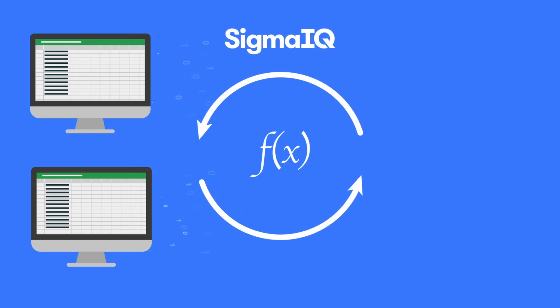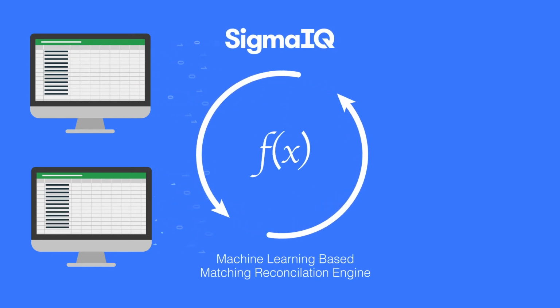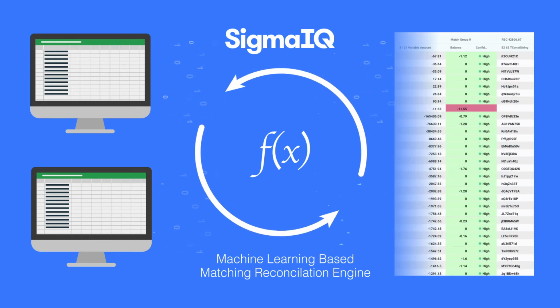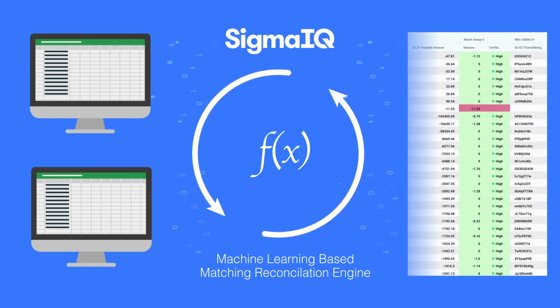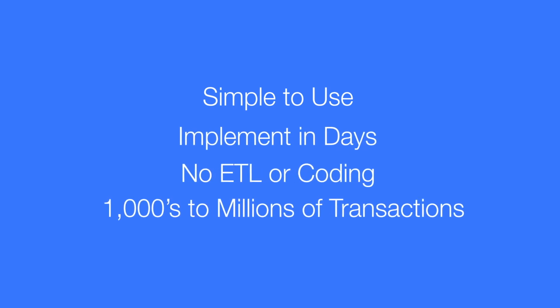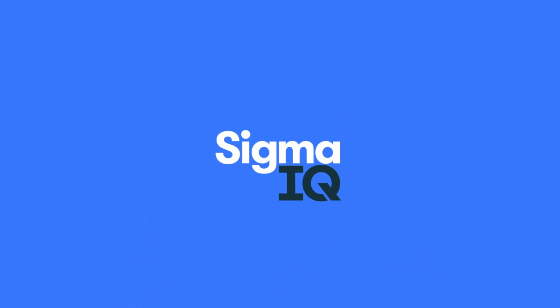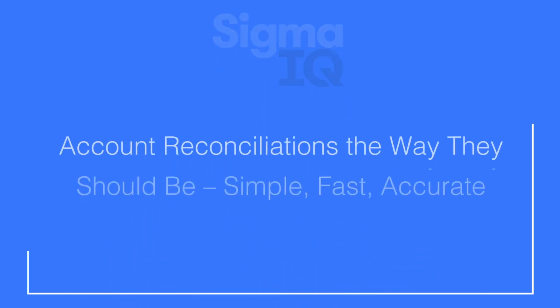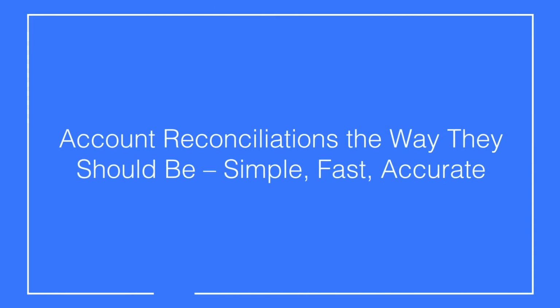This already completed reconciliation contains the intelligence that Sigma IQ extracts using machine learning, a form of AI, to understand the direct and indirect relationships between the datasets. No other account reconciliation platform can be set up so easily or with so little staff time. Sigma IQ was built to handle enterprise-level account reconciliations the way they should be: simple, fast, and accurate.